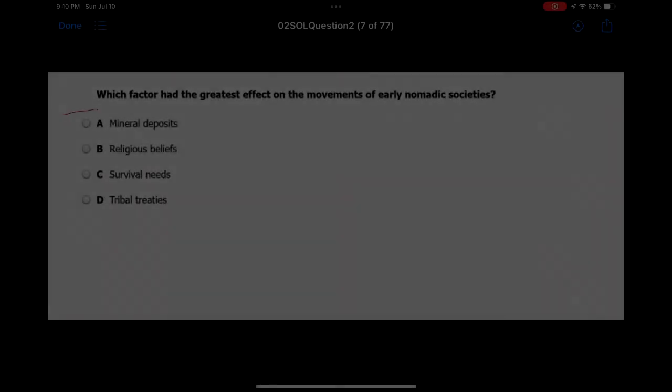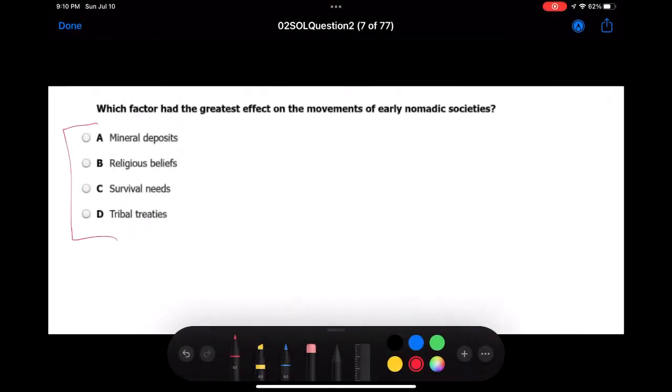Okay, next question. Look at your 4 answer choices. You have mineral deposits, religious beliefs, survival needs, tribal treaties. We haven't even talked about 2 of those. We haven't talked about mineral deposits or tribal treaties. Religious beliefs, not even that much yet. Next unit, we'll be talking about religion more. Survival needs is the only answer that makes sense.